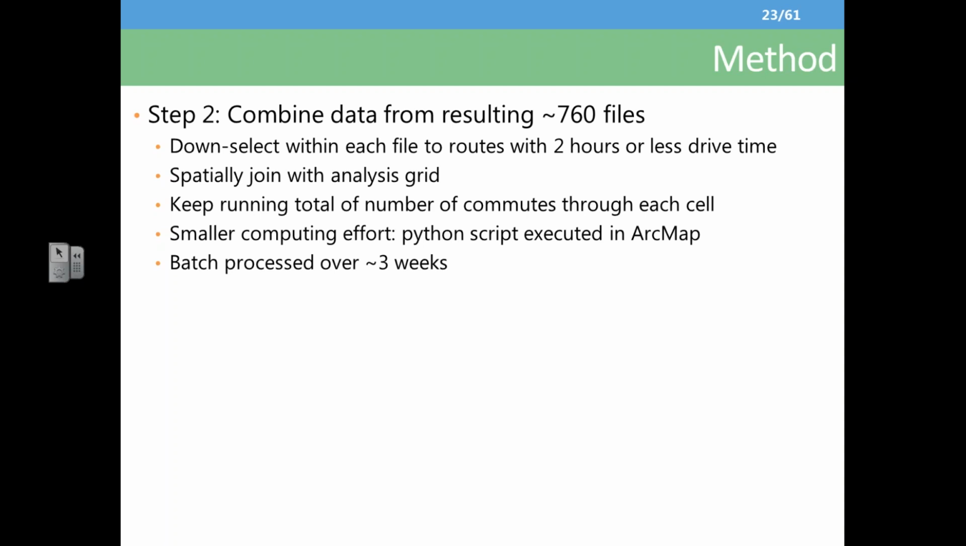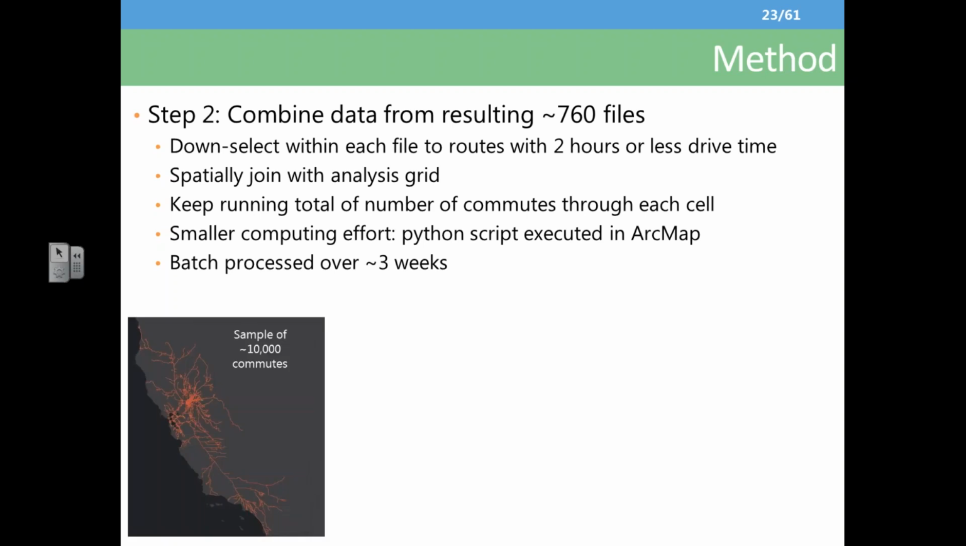So what we did is we down selected our simulated routes to only those that had a 2-hour or less drive time. So that may be a little bit generous in terms of what's realistically a commute route, but we figured it wasn't overly generous, and it would capture probably almost everybody who could potentially be driving that route. And then what we do is we have to spatially join all 760 of those files with our analysis grid and keep a running total of the number of commutes that basically pop up through each cell. This was a smaller computing effort. We were able to do this with a Python script in ArcMap natively, and it took about 3 weeks.